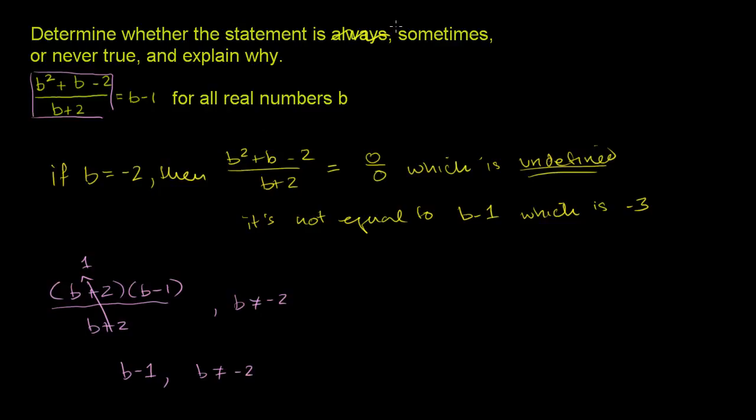So this is sometimes true. It's true every time except for the case where b is equal to negative 2. And you can even try it with some number here. Try it with 0. If I were to do 0 squared plus 0 minus 2, you get negative 2 over 0 plus 2 is 2. And then that does indeed equal negative 1. So it works with 0, it works with 1, it works with any number other than b is equal to negative 2.